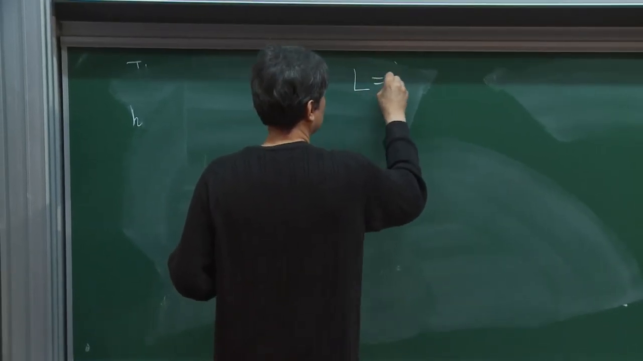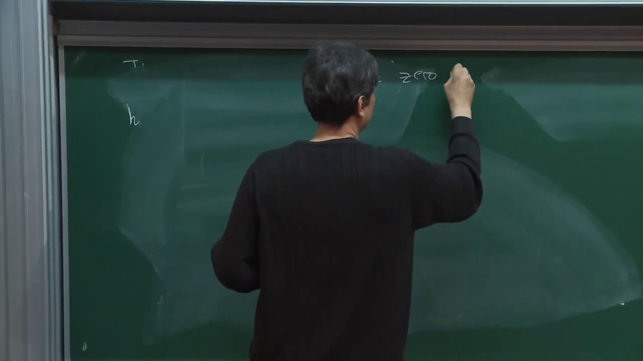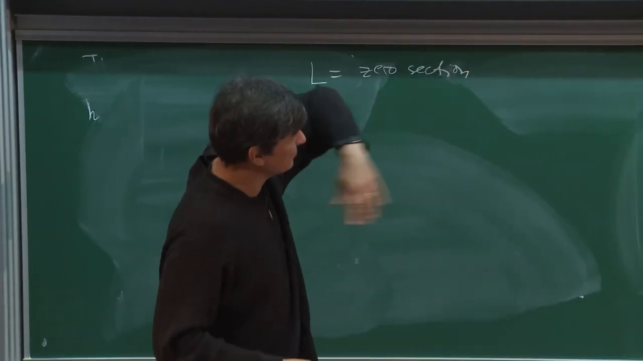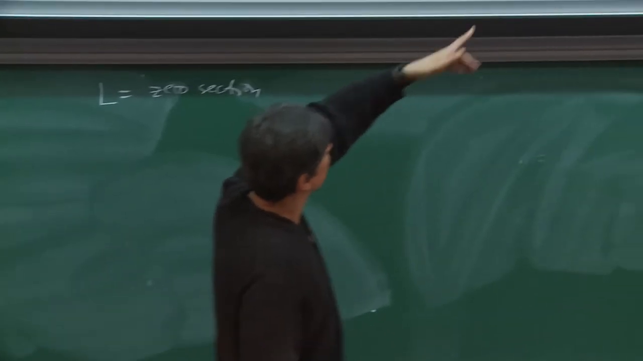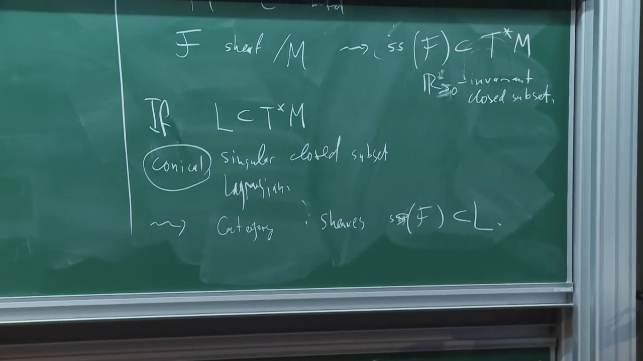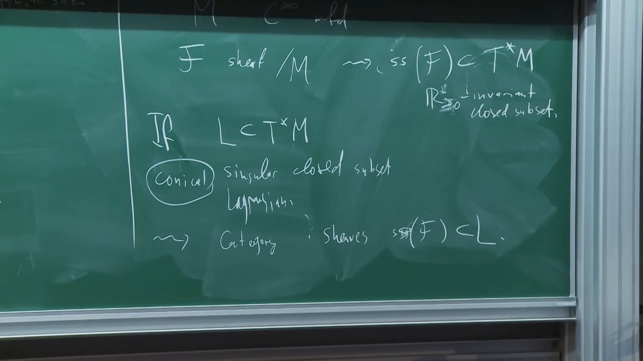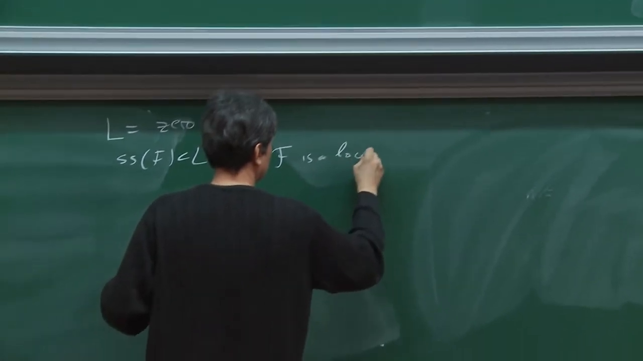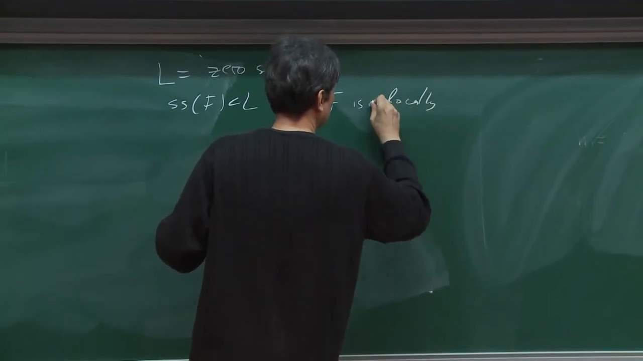Suppose L is the zero section. Then singular support of F being in L is equivalent to the statement that F is a local system, is locally constant.